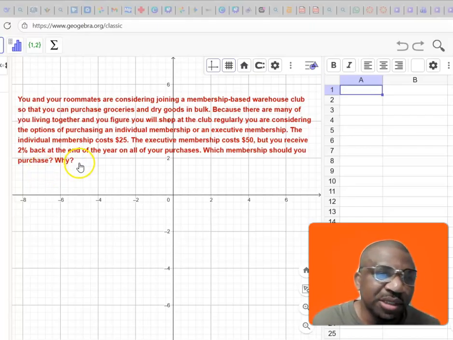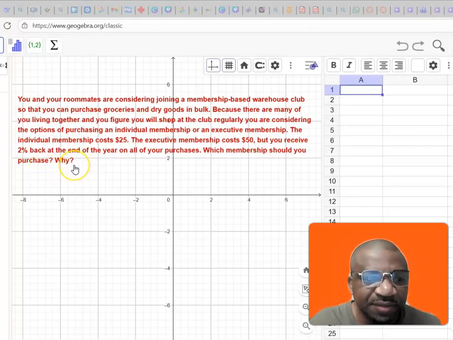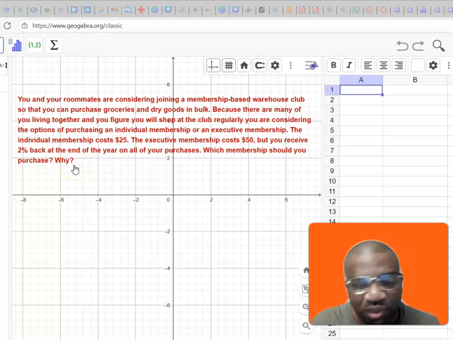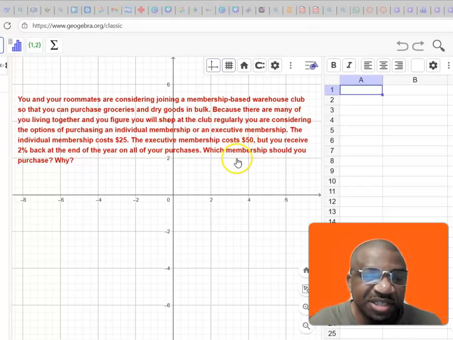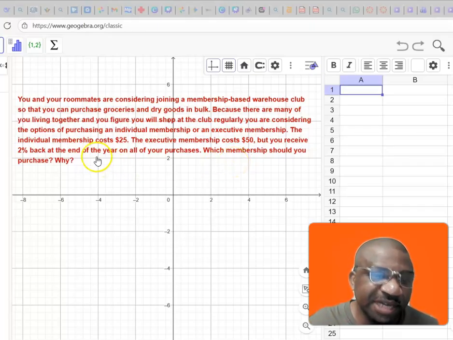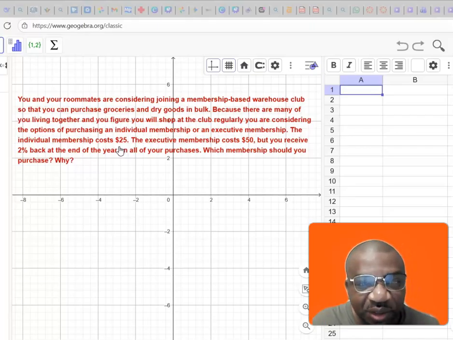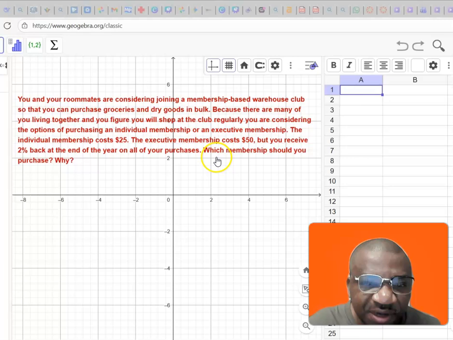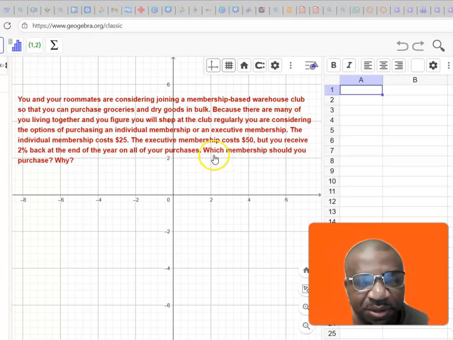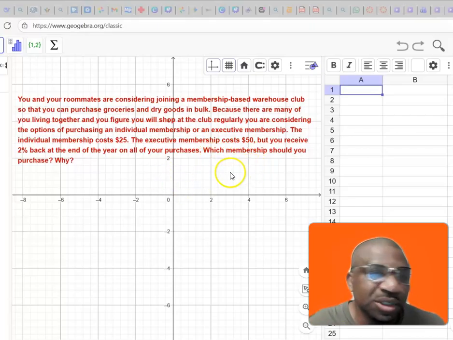So, we have two memberships in this problem. We have the individual membership, which costs $25, while the executive membership costs $50. I think anyone can decide to just go for the individual membership because we feel it is cheaper because the cost is $25. But the basis of this problem is to find out which option is affordable in terms of time, in terms of cost management. So which membership we will choose.